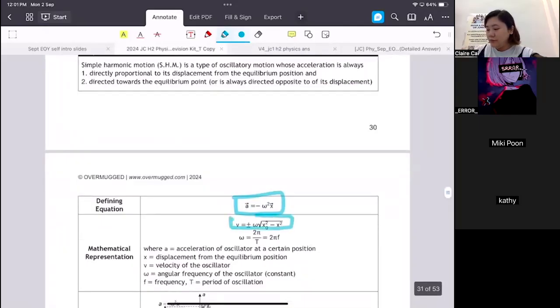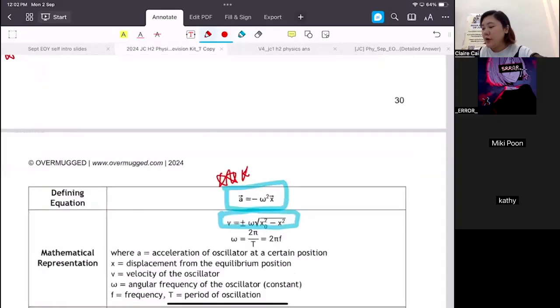The other one over here is the relationship between v and your displacement. So guys, the first one, as well as the definition, you need to memorize, because they will ask you to actually show it, and if you don't know the definition, it'll be hard to show.